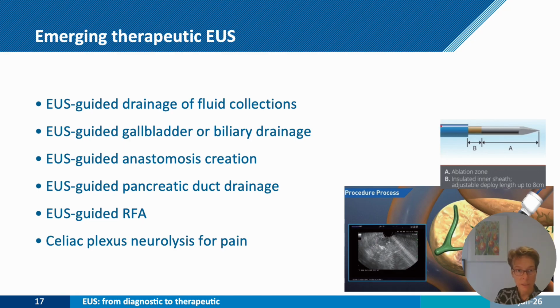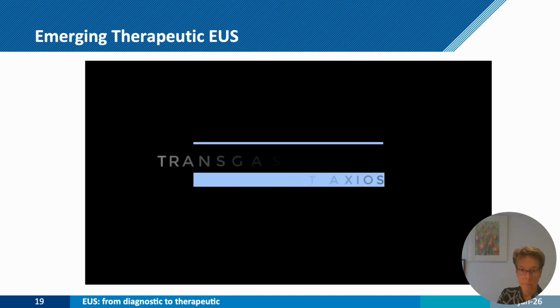You can also do other techniques, for example EUS-guided drainage of fluid collections. You can do EUS-guided gallbladder or biliary drainage, EUS-guided anastomosis creation, EUS-guided pancreatic duct drainage, EUS-guided RFA. You can appreciate the needle over here, and you can also use it for celiac plexus neurolysis in case of significant pain. So I will first of all highlight the EUS-guided drainage of the fluid collection.